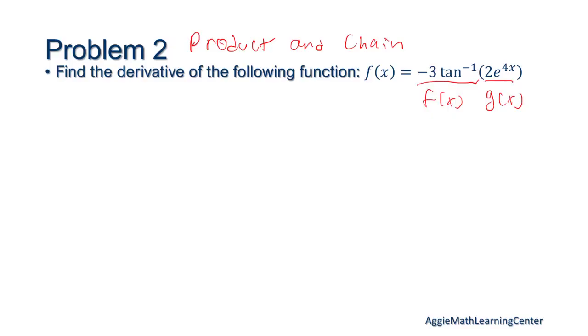So, okay. Now when I take the derivative of the outside function, that's going to be -3 times the derivative of arctangent, which is, if you guys remember, 1 over 1 plus x squared, right?